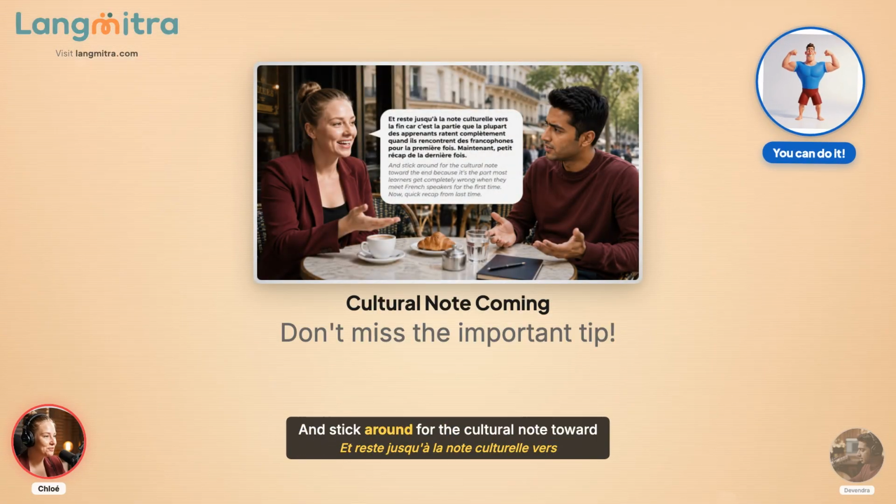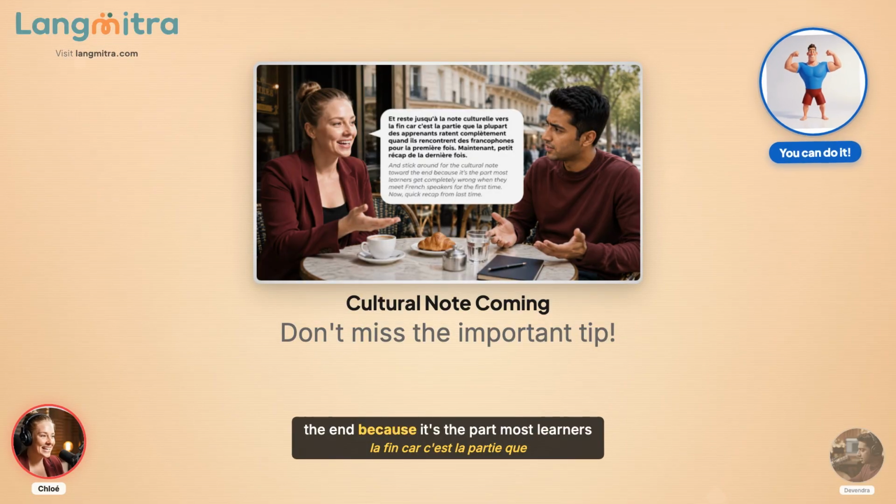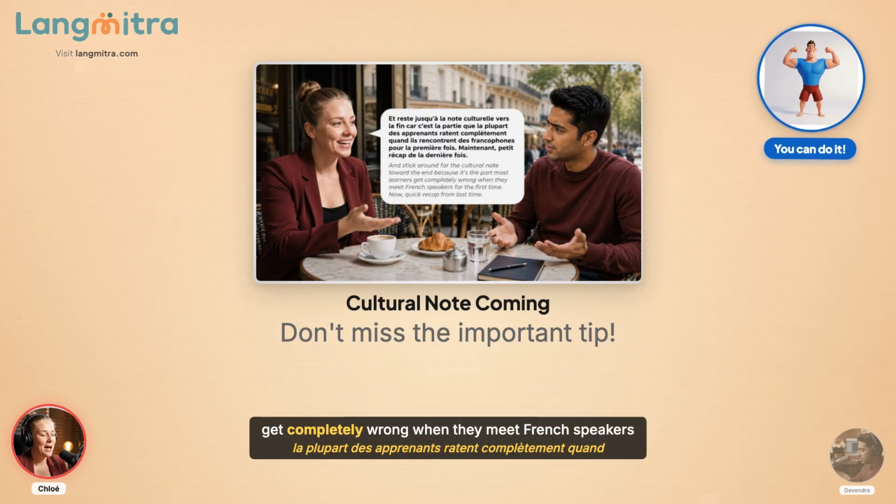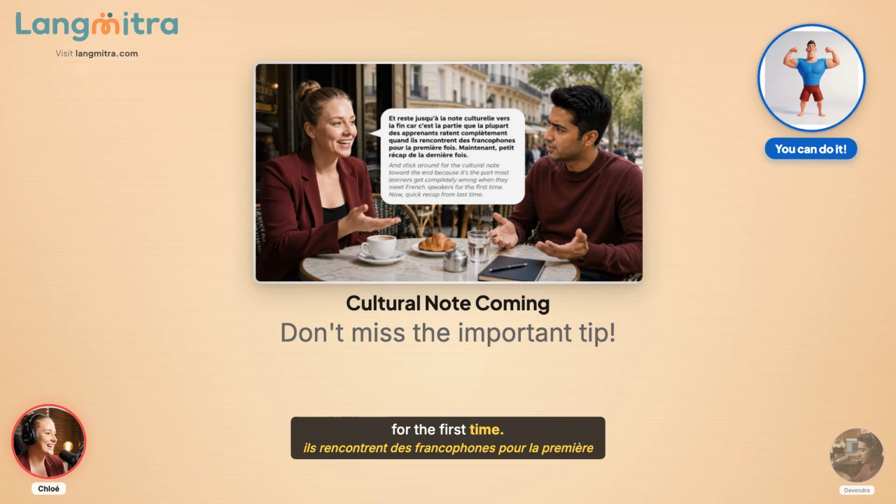Exactly. And stick around for the cultural note toward the end, because it's the part most learners get completely wrong when they meet French speakers for the first time.